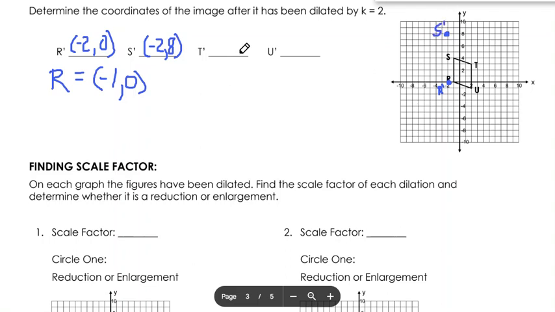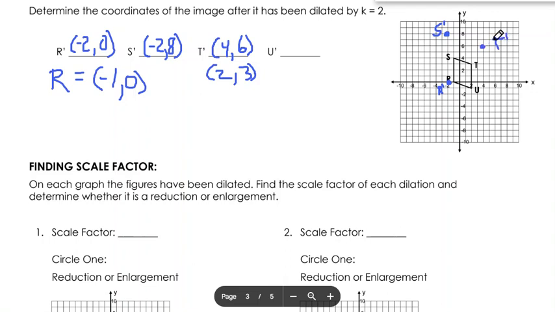All right, let's see what T is. The original T is at 2, 3. So my original T was at 2, 3, right? So I'm going to make my new point by timesing it by 2. So 2 times 2 is 4. 3 times 2 is 6. So that would be at 4, 6. So I go over to 4, I go up to 6, and I put a point. And that is T prime.